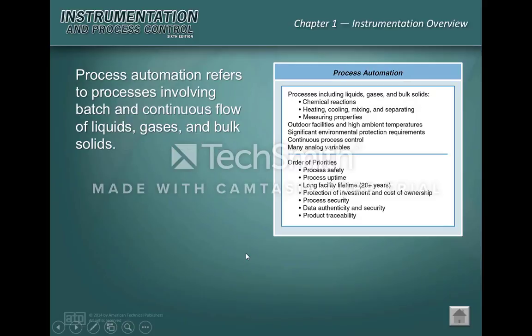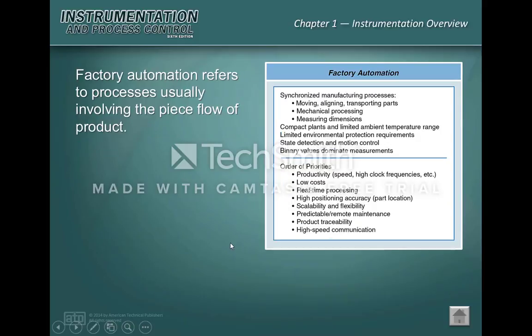Process automation refers to processes involving batch, continuous flow, liquids, gases, and bulk solids. So basically what we're talking about here is process automation: liquids, gases, chemical reactions, outdoor facilities, and high ambient temperatures, and so on and so forth. We'll dive more into process automation in later chapters.